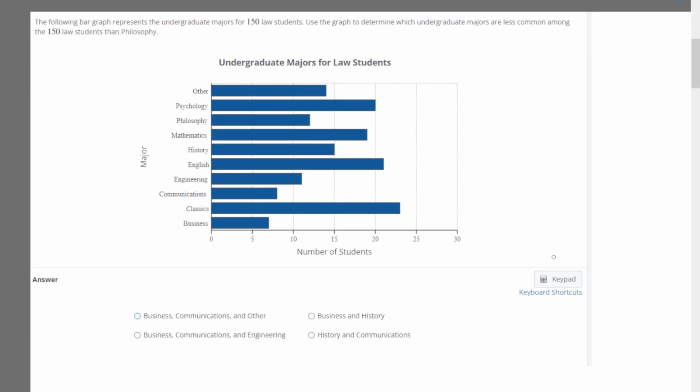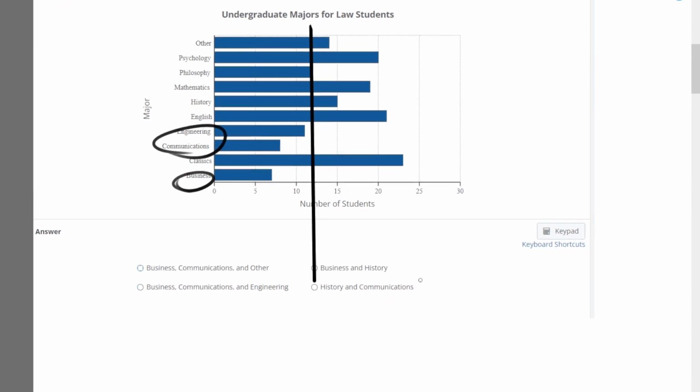This one is telling us that the following bar graph represents the undergraduate majors for 150 law students, and we're using the graph to determine which undergraduate majors are less common among the 150 law students than philosophy. So less common than philosophy. We find philosophy on this graph, and it's easy for me to draw a straight line down. You could use your finger or a piece of paper if that is helpful to you, but it looks like engineering and communications and business. So business, communications, and engineering. This is our answer. Very straightforward, easy stuff.